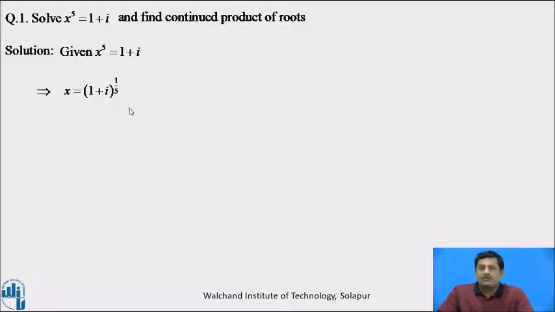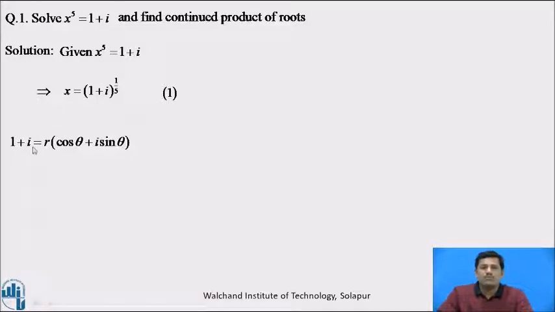So to find all the values of this complex number, first we express it in polar form. Call this equation number 1. Now pause this video and write down the complex number 1 plus i in terms of its polar form. I hope that all of you have written the answer.